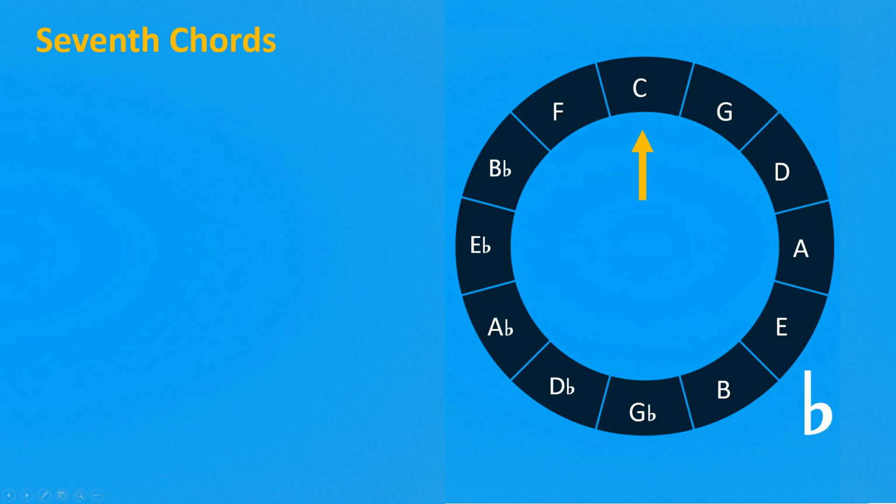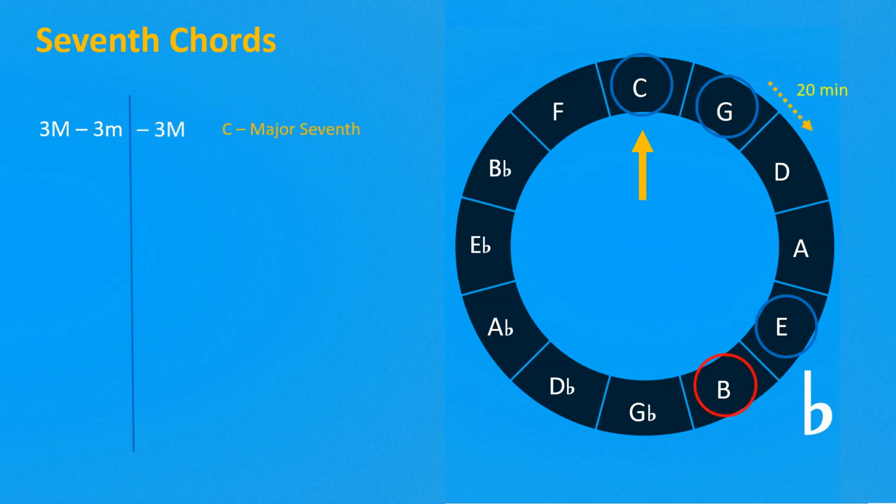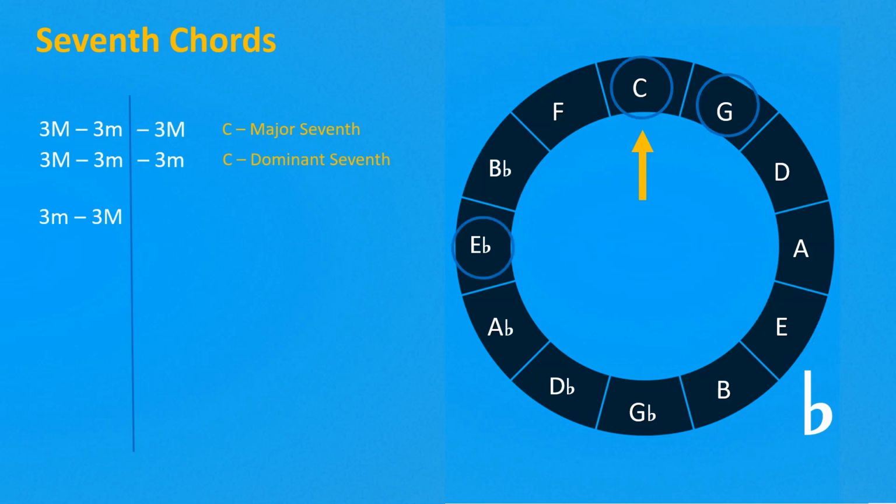Trick number 21. Seventh chords. The seventh chords are composed by three intervals of third, or a triad plus an interval of third. Major triad plus third major, we get the C major seventh. Major triad plus third minor, we get the C dominant seventh. Minor triad plus third major, we get the C minor major seventh. Minor triad plus third minor, we get the C minor seventh.